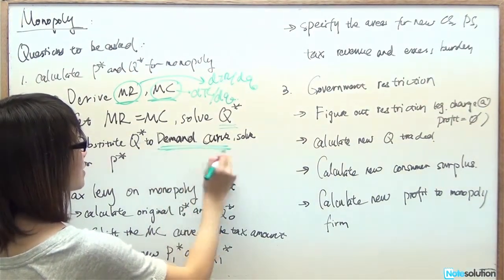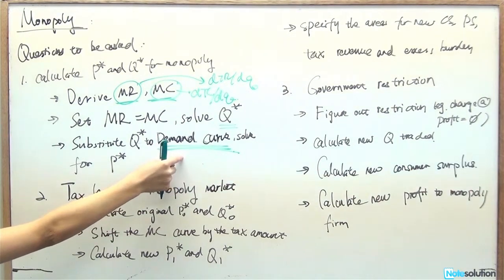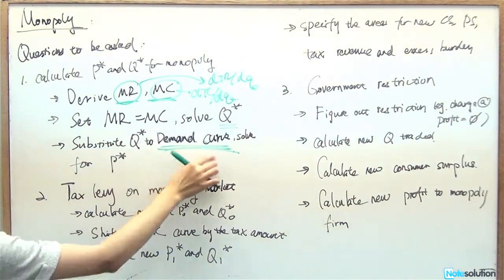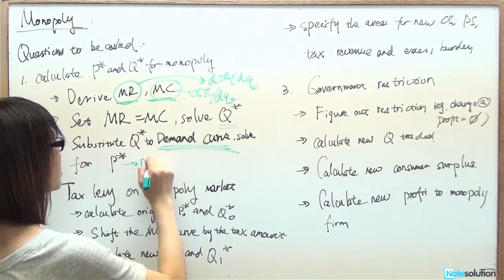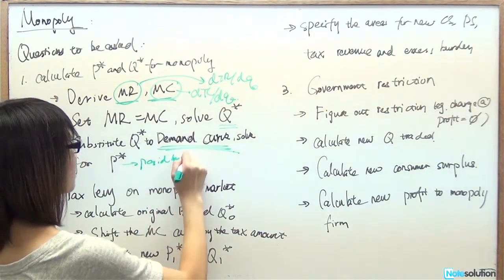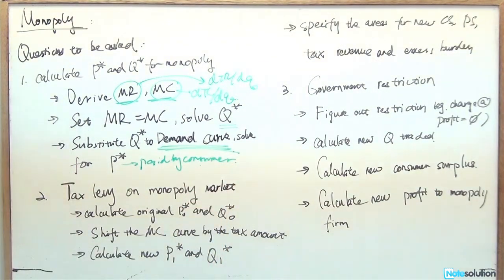Then we substitute Q star into the demand curve. Make sure you substitute the number into the correct curve. It's not the marginal revenue or marginal cost curve. We substitute Q star into the demand curve to solve for P star, which is paid by the consumer. So after these three steps, we can get the values of P star and Q star.